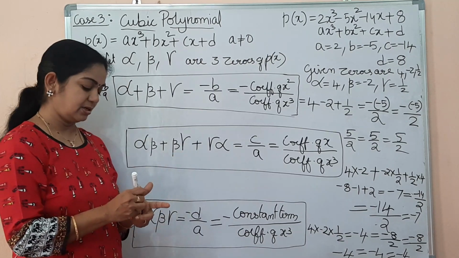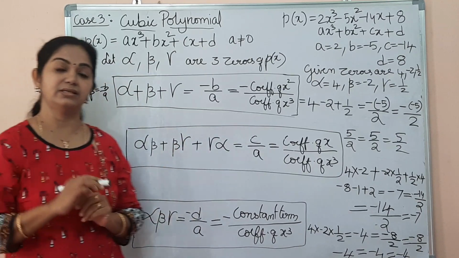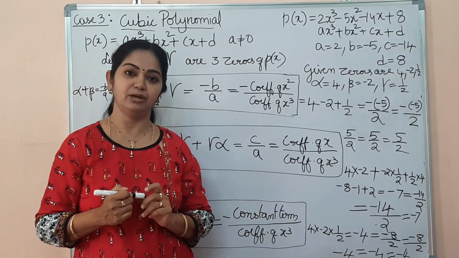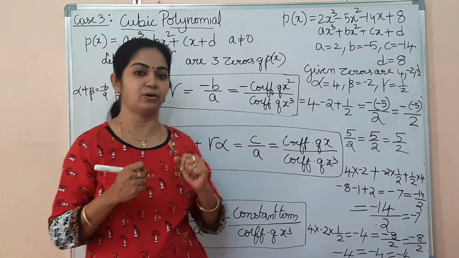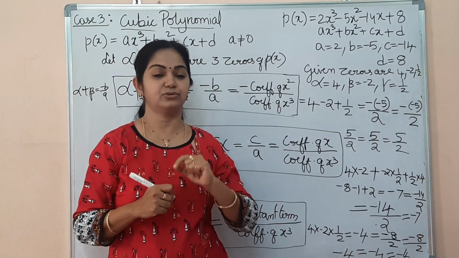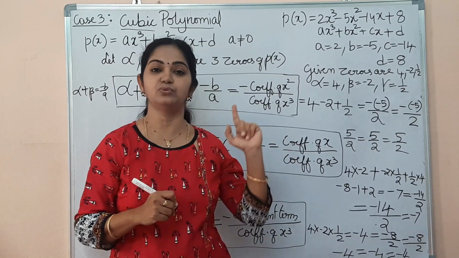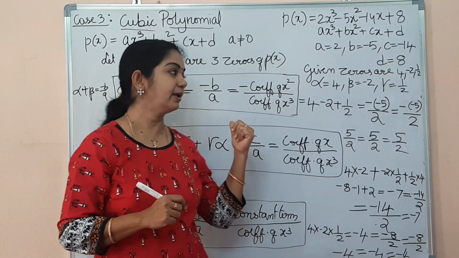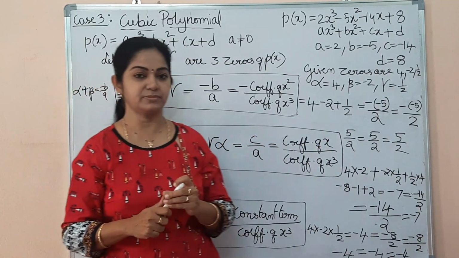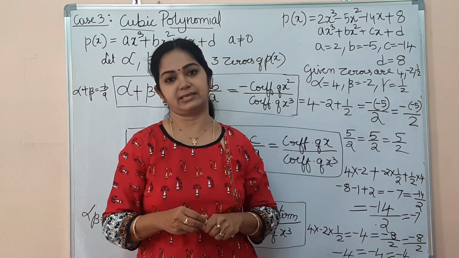So like this we have the relationship established between the zeros and the coefficients of the polynomials. So children, in these three cases, learn the concept perfectly, and those who have not watched part 1 and part 2 of the polynomials, do watch them and proceed to this video. Completely watch the video, get the concepts and practice the problems. I'll be looking forward to our next video lesson with the exercise problems.